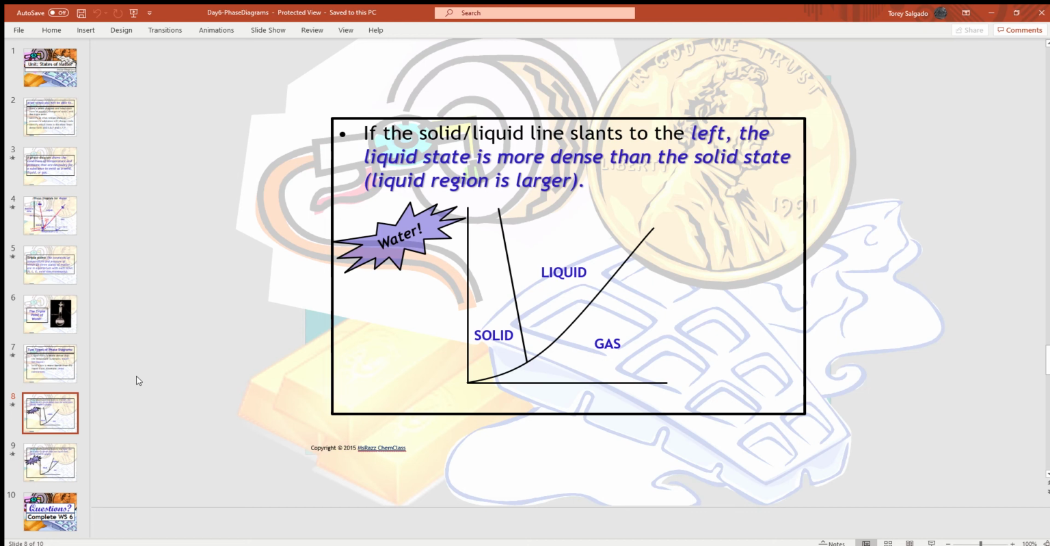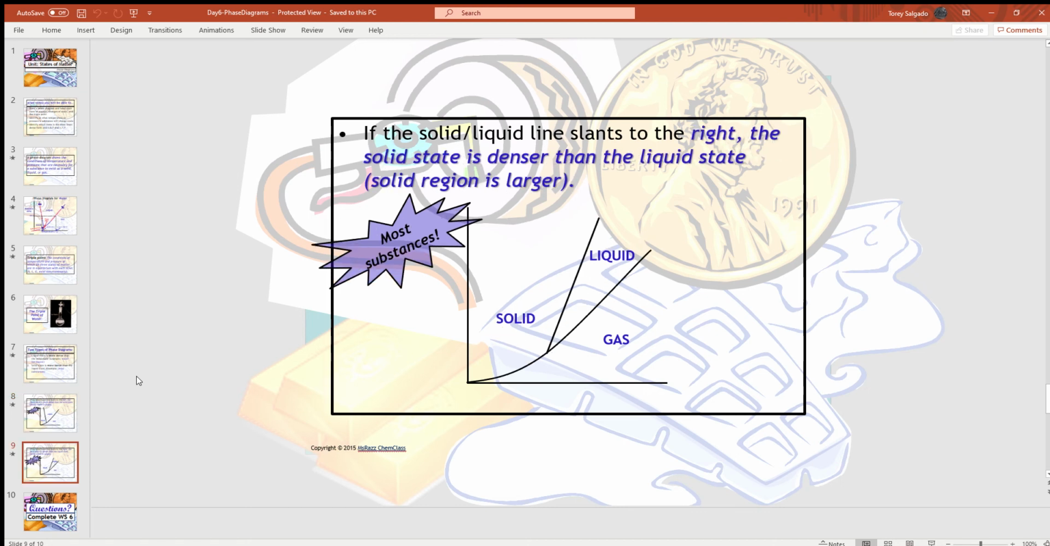It is less dense. For most substances, however, our phase diagram is going to look like this, where the solid phase has a much bigger area than the liquid phase, and the solid-liquid line is slanting to the right. So if the solid area has more area than the liquid, then that means the solid is more dense. So the solid's going to sink.